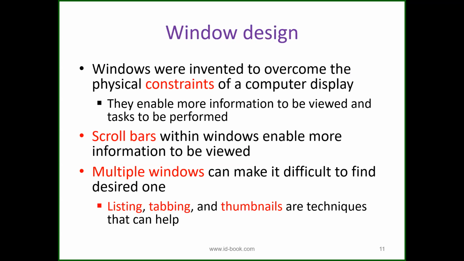Windows. Now, let us talk about a window. What is a window? Windows were invented to overcome the physical constraint of a computer display. The computer display can be 12, 13, or 14 inches. It's not very big, so how do we efficiently display the data on it? If we have windows, each window can display part of the data. Windows can be made bigger or smaller or resized. Multiple windows can be opened so that we can view multiple files. So they enable more information to be viewed and more tasks to be performed.